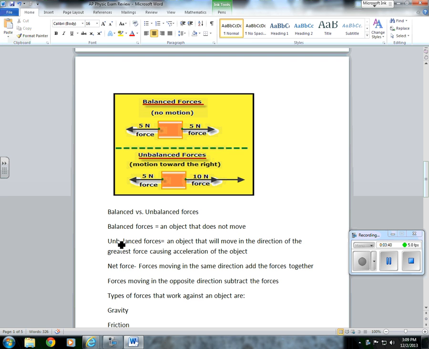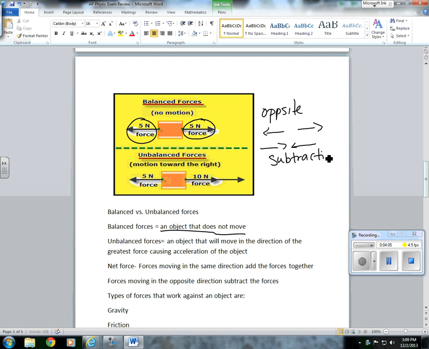So a balanced force means that there is going to be no motion. The object does not move. So in this case, we have 5 newtons to the right and 5 newtons to the left. When they go in opposite directions, which means that they can either be pulled away from each other or be pushing towards each other, we subtract the number. So in this case, 5 minus 5 is 0. So the net force is 0 newtons, meaning it is balanced and it will not move.